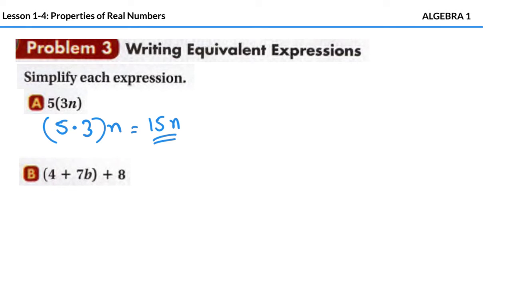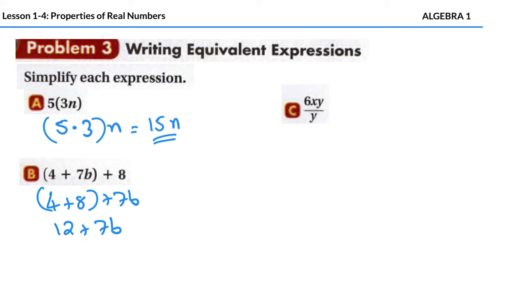4 plus 7b plus 8. I can group 4 plus 8 together and then add it with 7b, and that's going to be 12 plus 7b. Which property did I use over here? I used again associative property. So let's move on and try another one.